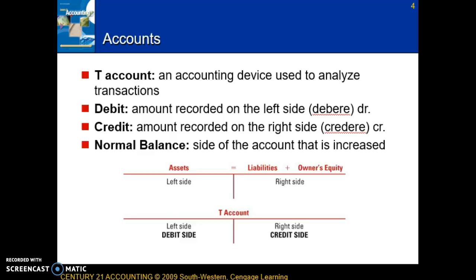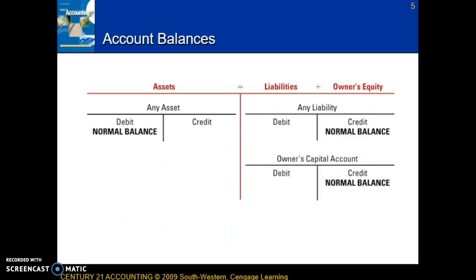Now each account has a normal balance, and that is the side of the account that is increased when it is on that side. So for example, any asset, cash, supplies, accounts receivable, prepaid insurance, all of our assets are going to be increased with a debit. That is their normal balance side. The normal balance side is the one that's going to be increased. So for example, if we received cash, cash would be increasing, so it's going to be a debit.